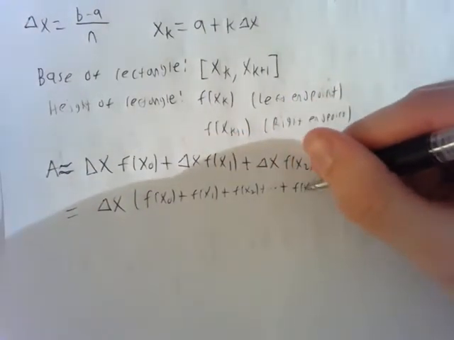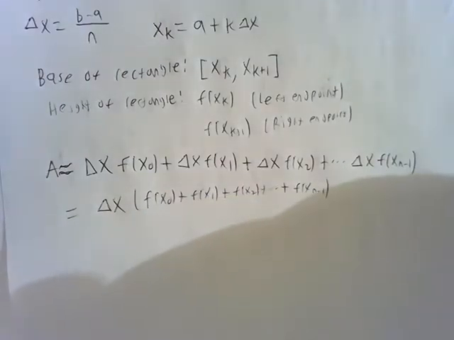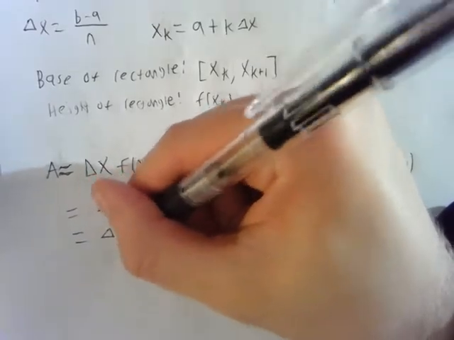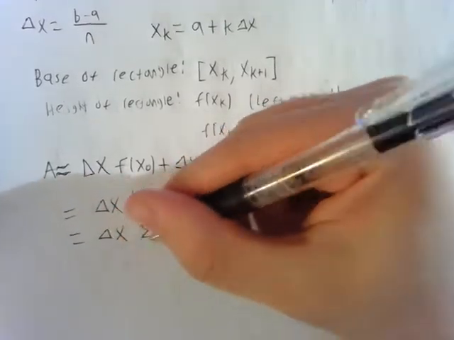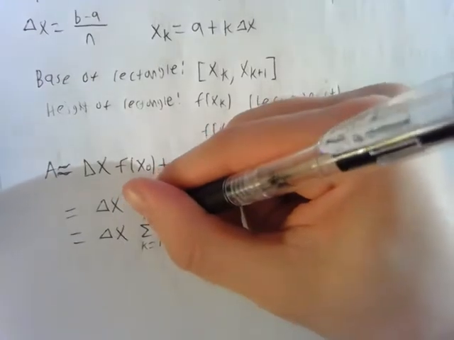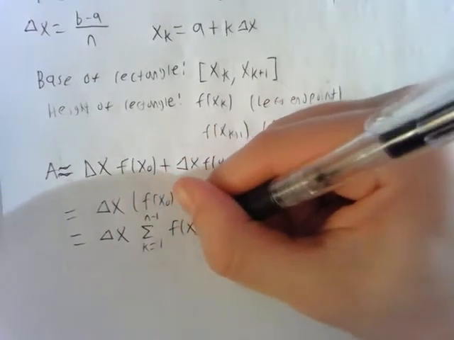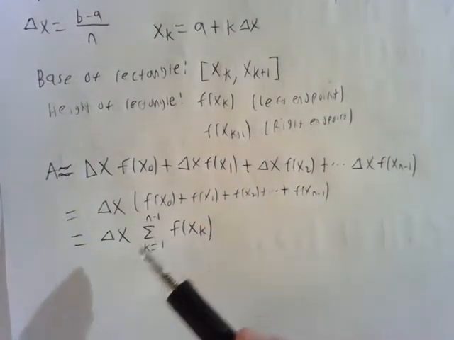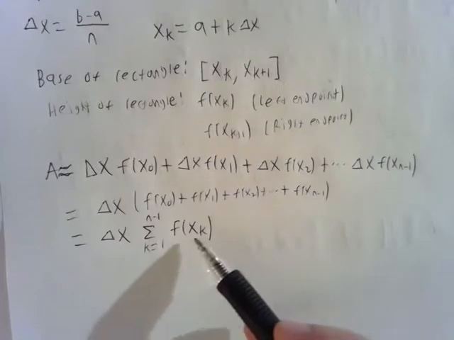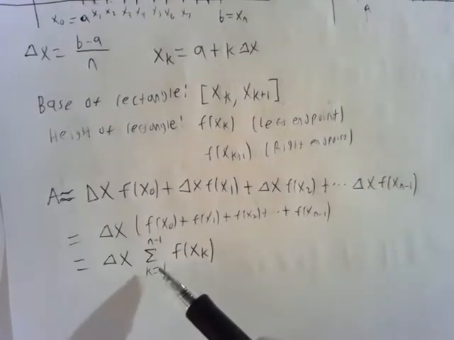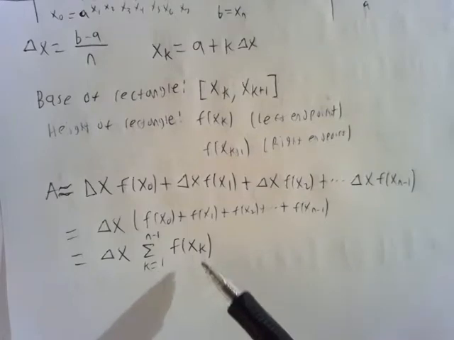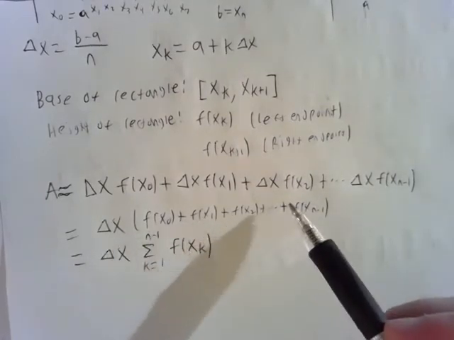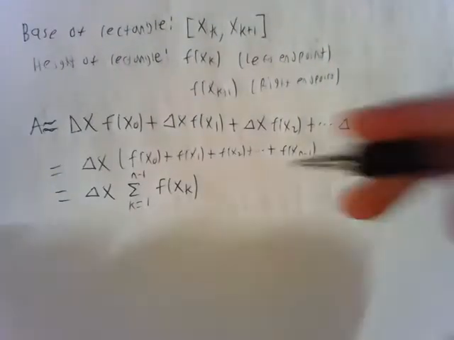And then if you recall your sigma notation, this can be written in a compact form as delta x sum from 1 up to n minus 1 f of x sub k. So this sigma 1 to n minus 1 f of xk just means plug in all the numbers between 1 and n minus 1 for the k here and add them all up, and that's why it's equivalent to this expression up here. So this is the left-hand sum.